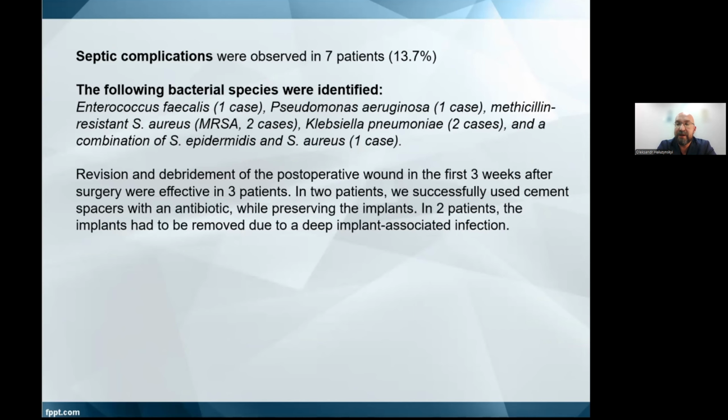On this slide, we see the types of microorganisms that we isolated from our patients. Many of them are resistant to antibiotics, and this is typical for combat trauma: Enterococcus faecalis, Pseudomonas aeruginosa, methicillin-resistant Staphylococcus aureus, Klebsiella pneumoniae, and combinations of Staphylococcus epidermidis and Staphylococcus aureus.